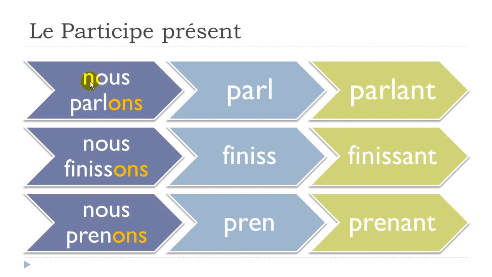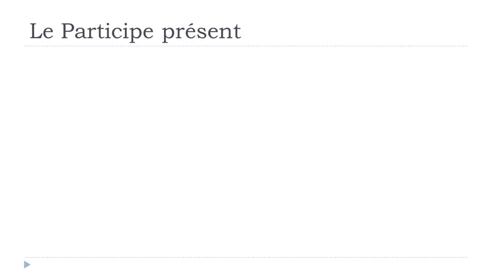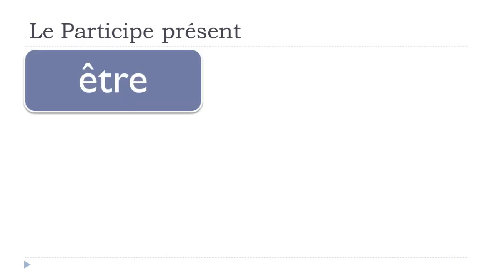Let's see. Nous parlons, so you get parl, and participe présent, parlant. Nous finissons, finiss, and then you will get finissant. Then nous prenons, pren, prenant. But then of course, you know the French language, we've got exceptions. But the good thing is that we've got only 3 exceptions.